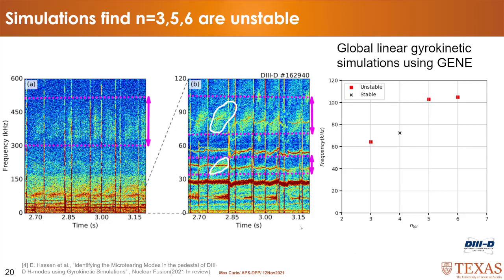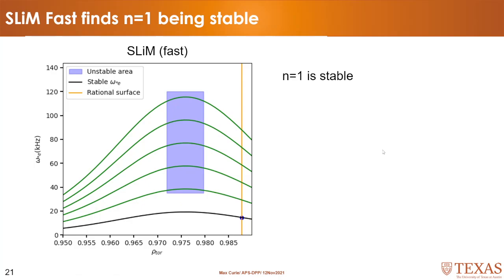The gyrokinetic simulation predicts that n equals 3, 5, and 6 are unstable, while 4 is stable. It gives us a discrete frequency band that resembles the experimental observation in the middle plot. Let's use the alignment of rational surface to the peak to study the stability of MTM for that case. For n equals 1, we have a rational surface on the right, with the orange vertical line, falling outside of the unstable area, so there's no unstable microtearing mode.